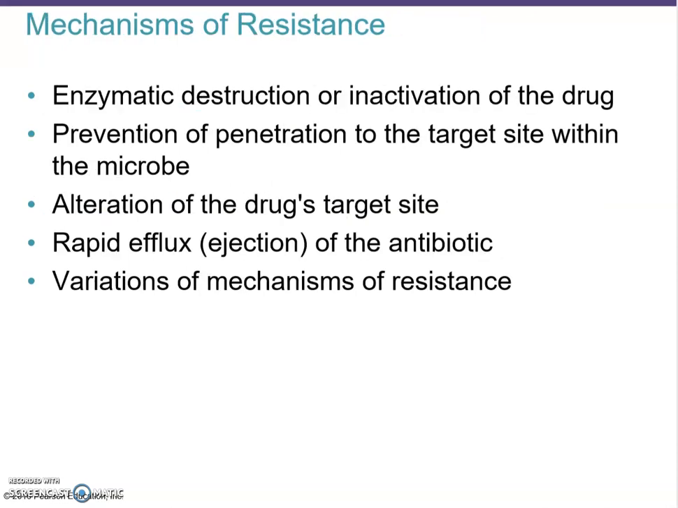Let's take a look at how these bacteria are managing to become resistant against different antibiotics. So there's, of course, penicillinase. That's the first thing that bacteria invented to get around the penicillins. All you have to do is chop up the beta-lactam ring of the penicillin, and then the drug is no longer effective. So that would be enzymatic destruction or inactivation of the drug. They can also prevent penetration to the target site within the microbe, so the bacterium basically somehow blocks the antibiotic.